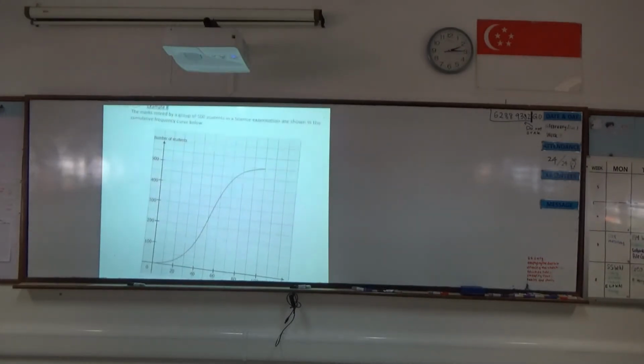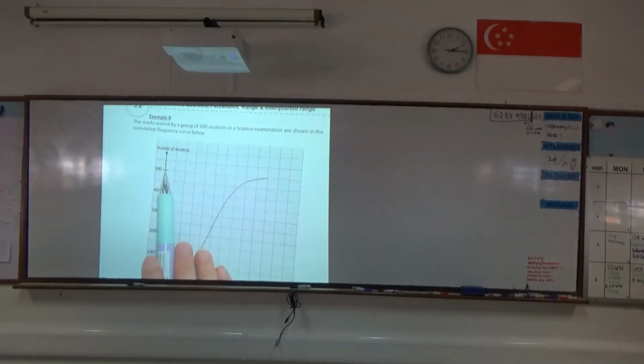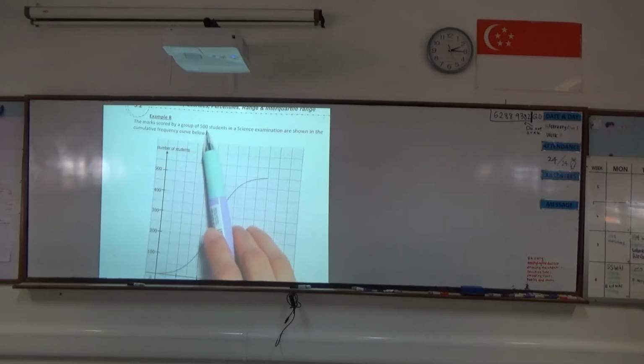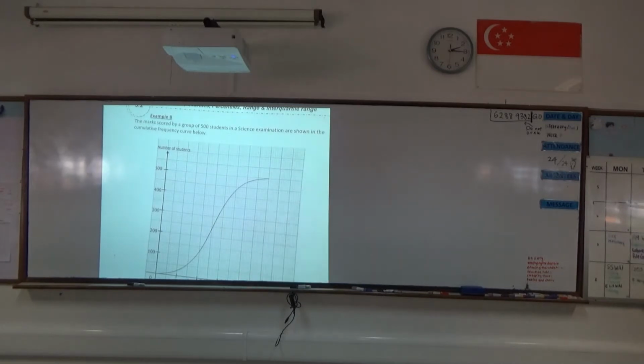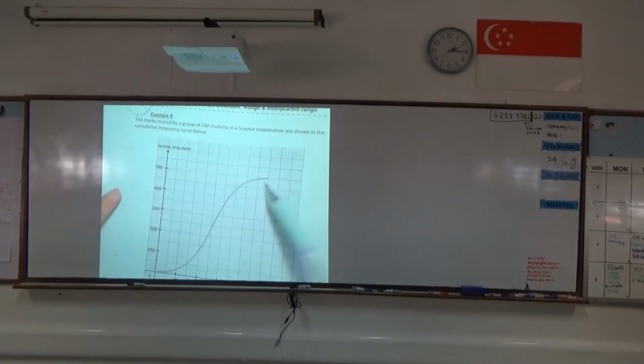Based on this curve, we have 500 students in total. So just do a check. The end of the curve should be meeting at 500. The last number of the axis itself may not always be the total number of students. I don't have an example over here, but we must be careful in terms of reading for the total number of students. Look at the end of the curve.